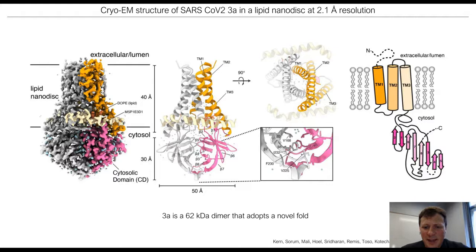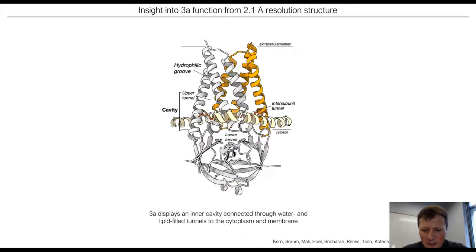So we see that 3A adopts a novel fold here with three transmembrane helices and a cytoplasmic beta sandwich domain that assemble tightly into a dimer. And as we were thinking about the putative function of this protein as an ion channel, we observe that 3A adopts a structure in which it has a large inner cavity that's polar, that's connected to the cytoplasm and the surrounding membrane through three pairs of water and lipid-filled tunnels.